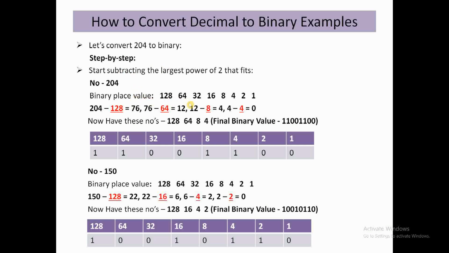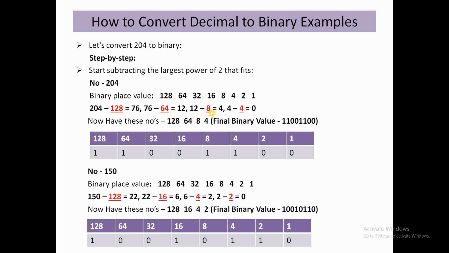So here are the binary place values: 1, 2, 4, 8, 16, 32, 64, 128. These are the values we want to subtract from the given number. Here is the given number 204, and the largest power of 2 that fits is 128. After subtraction we get 76. Then from 76 we subtract 64, because it is the largest that is less than 76. After subtraction we get 12.